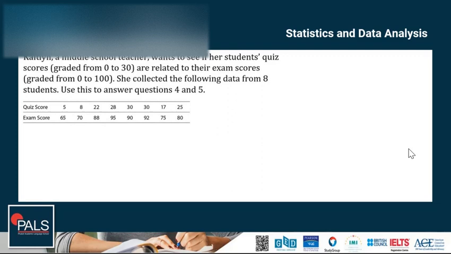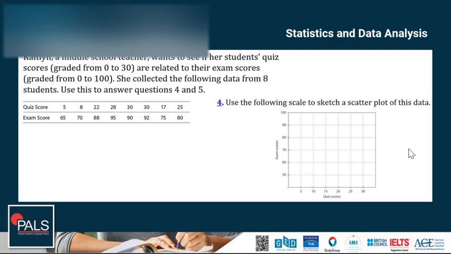Okay, another example for scatter plot. Caitlin, a middle school teacher, wants to see if her students' quiz scores, graded from 0 to 30, are related to their exam scores, graded from 0 to 100. She collected the following data from 8 students. Use this to answer questions 4 and 5.